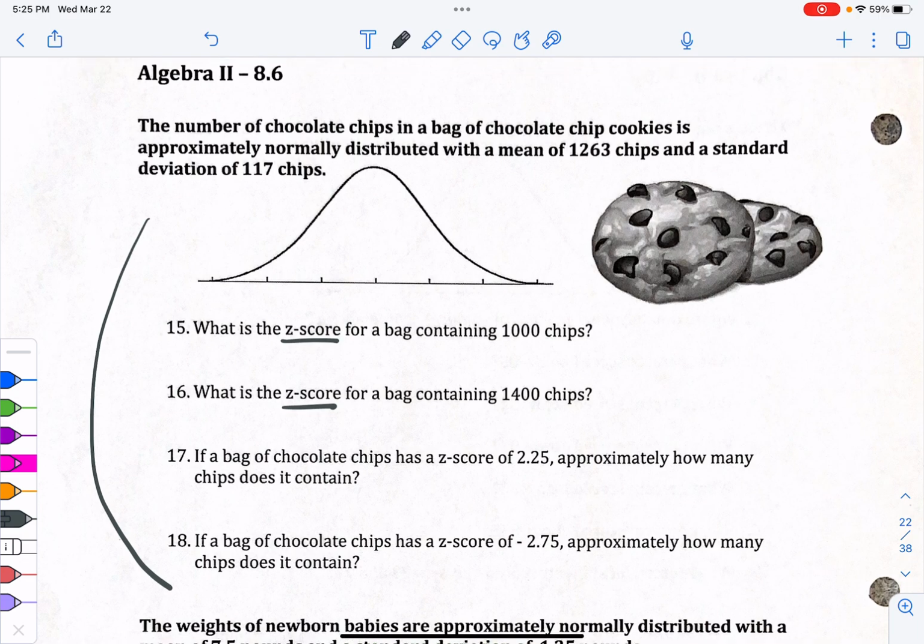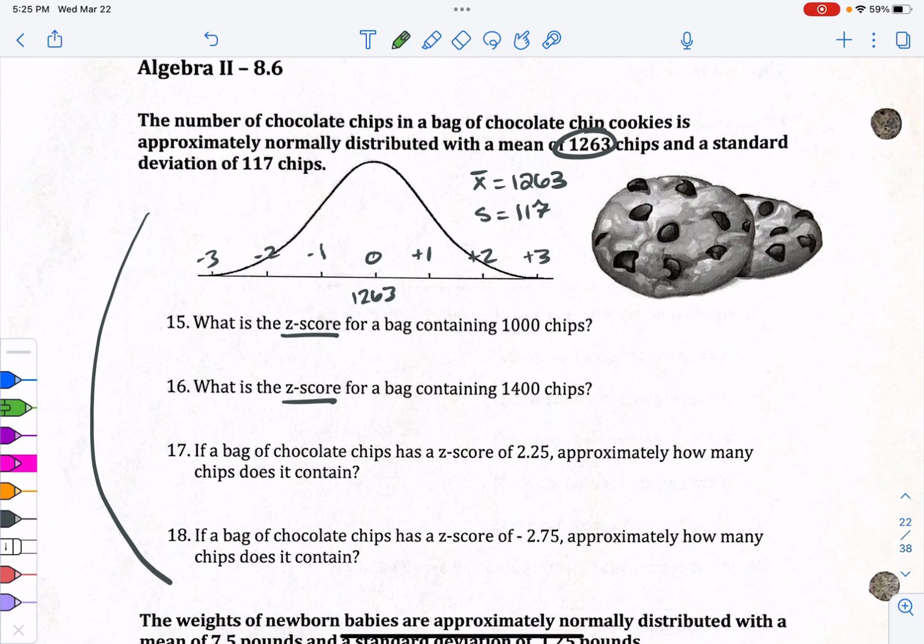So I'm going to do some math. I got to get my calculator out, and let's see what we got. We've got 1263 is the average. I'm going to write that up here. X bar is 1263. And then a standard deviation of 117. So what I'm going to do is, that's my 0. I'm going to be adding 1, adding 2, adding 3, minus 1, minus 2, minus 3. And I'm going to figure out what those numbers are. So here we go.